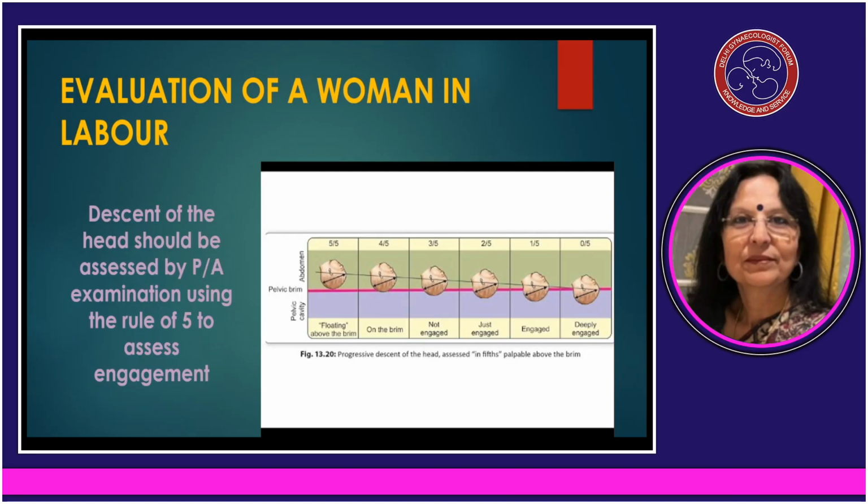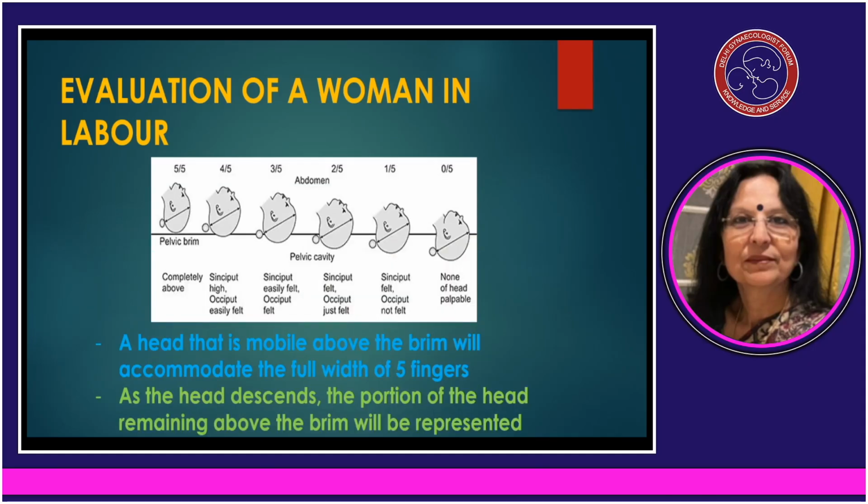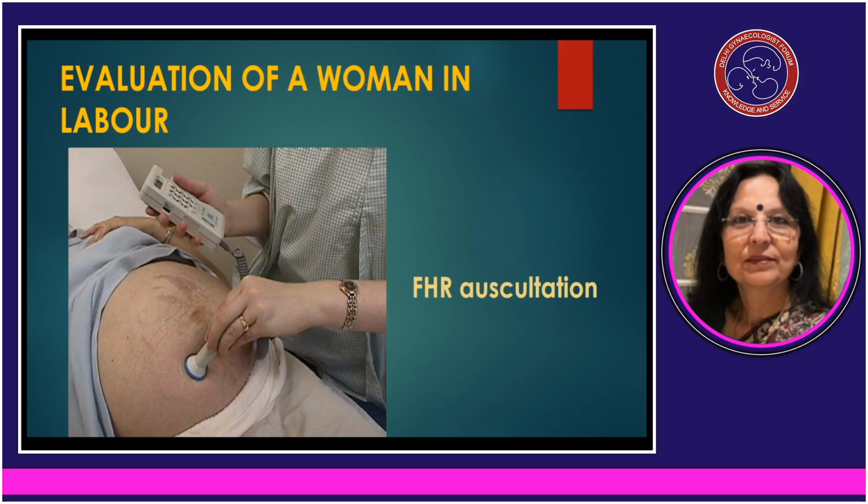Then when we look at the descent of the head, it is the rule of 5. How many fingers do you palpate of the head above the pubic symphysis? A head that is mobile above the brim will accommodate the full width of 5 fingers. As the head keeps descending, the portion of the head remaining above the brim is represented by fewer fingers. Then we do the fetal heart rate auscultation and then the PV examination.